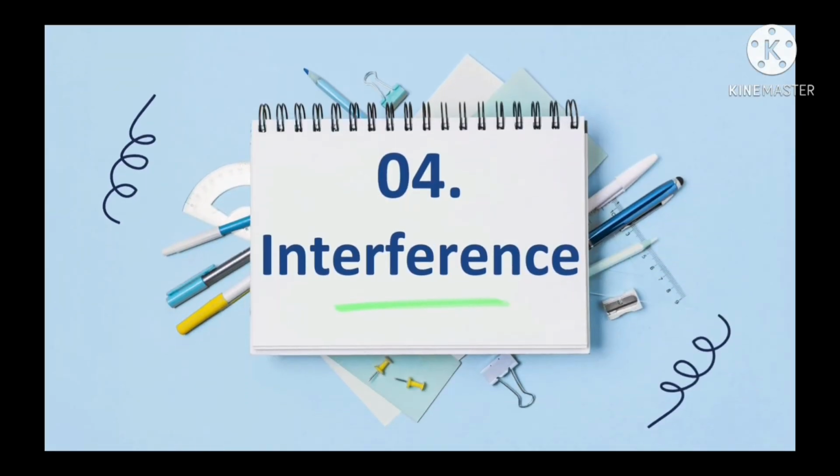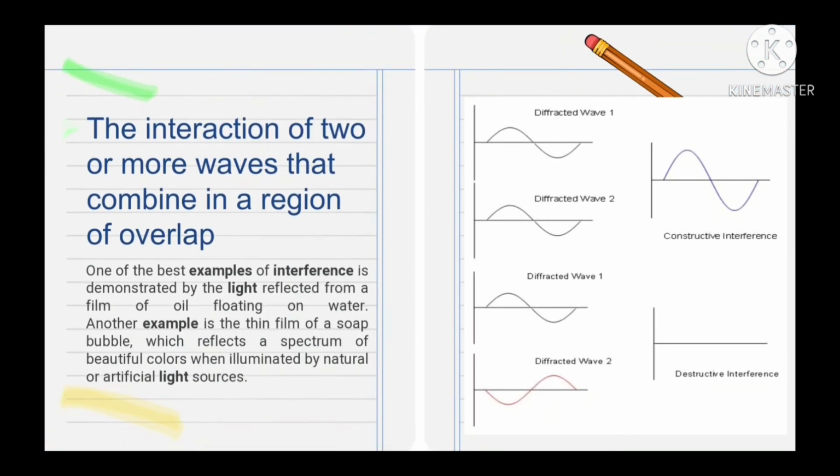Okay, the fourth is interference. So what is interference? Interference is the interaction of two or more waves that combine in a region of overlap. You can see the picture.